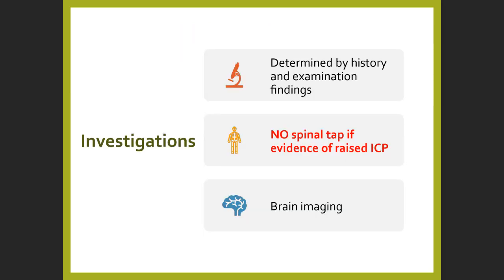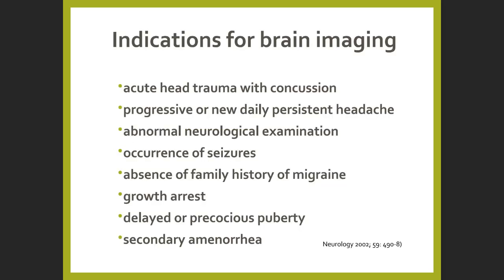All right, so the investigations that are done are determined by the history and examination findings. If you think that there is raised intracranial pressure at all, do not do a spinal tap, and the brain imaging would be indicated by what you think the underlying cause is. So the indications for brain imaging in the child with headache would include a child with acute head trauma with concussion. That headache pattern that we say is progressive or a new daily persistent headache, because we want to rule out a space-occupying lesion. If there are any focal neurologic findings or any findings of raised intracranial pressure, for sure.